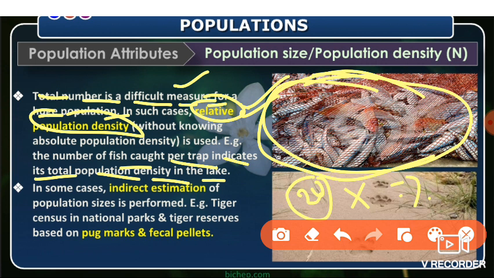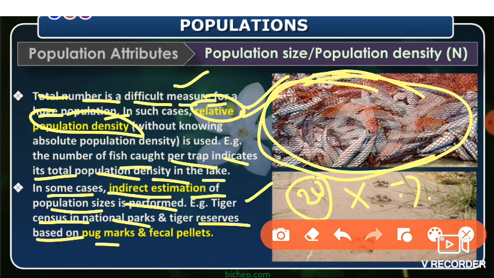Okay, and next here, in some cases, indirect estimation of population size is performed. For example, we are going to do it indirectly here. Example: tiger census in national parks and tiger reserves based on pug marks and fecal pellets. Here we are going to identify the number of tigers in a national park and in a reserve based on pug marks.